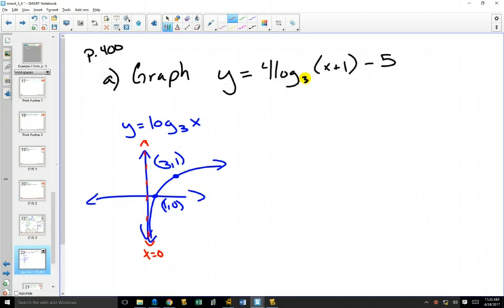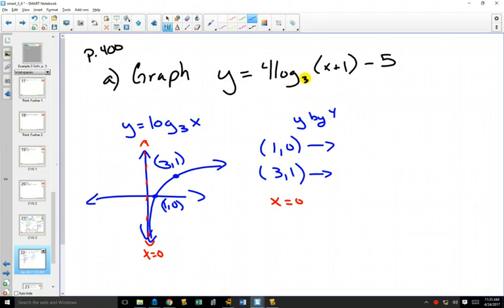Once you have your base graph, you can take your points, and we'll also look at our asymptote, and go through our transformations. Moving from left to right, deal with all of your stretches and compressions first. We only have a 4. That will multiply your y value by 4.